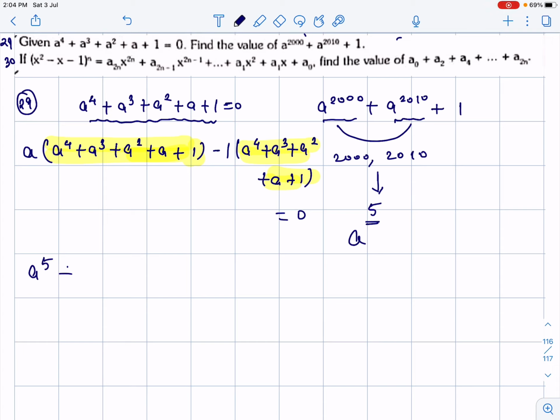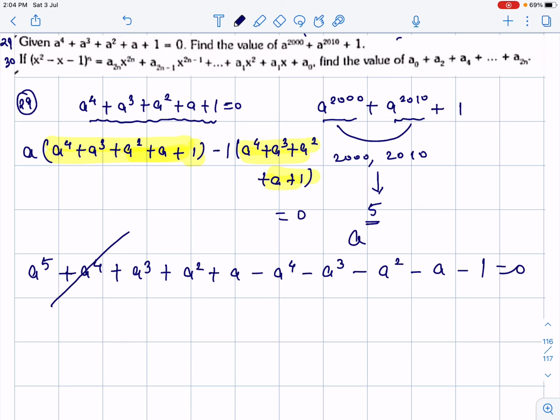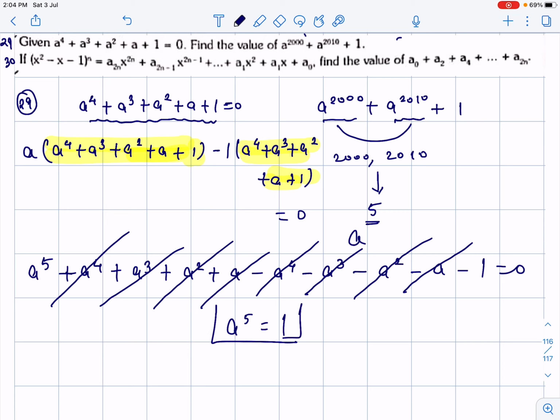That means a^5 + a^4 + a^3 + a^2 + a - a^4 - a^3 - a^2 - a - 1 = 0. So a^4 will be gone, a^3 and a^3 will be gone, a^2 and a^2 will be gone, a and a will be gone. That means what? a^5 = 1 it will be. Hope you guys got my point.